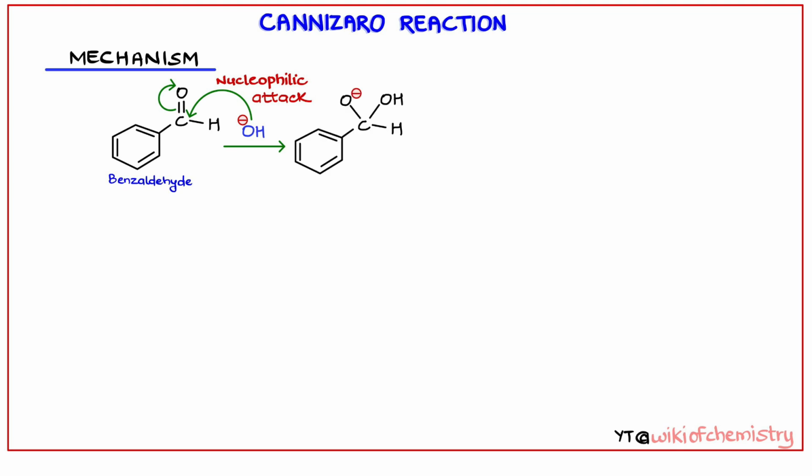Having discussed this, let us move back to our mechanism. After nucleophilic attack of OH- ion on carbonyl carbon, we will get this complex with negative charge developed over oxygen due to shifting of electron. Please note that this step of the reaction occurs quite rapidly.